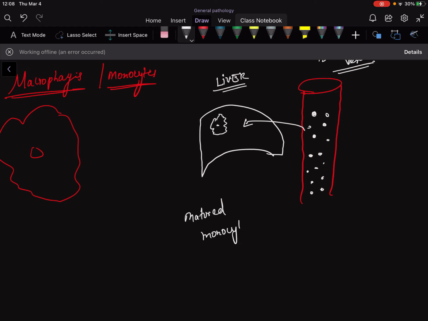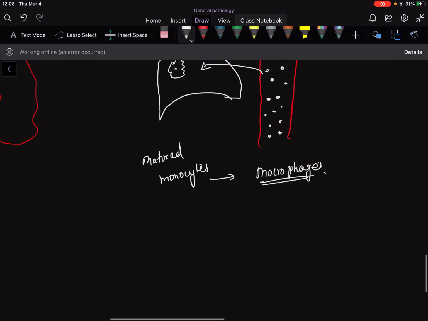monocytes are called macrophages. And what happens to them once they become mature? They want to settle there, they want to get fixed into a job, right? So they are also called tissue, since the liver is a tissue, fixed, they are fixed there forever, macrophages.